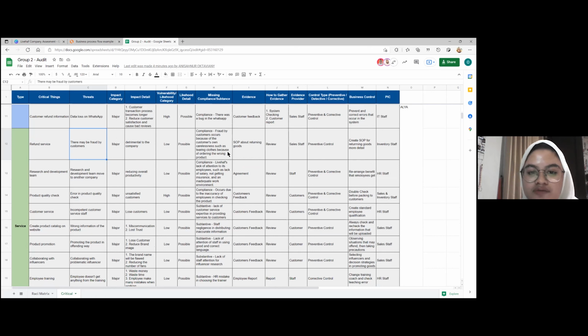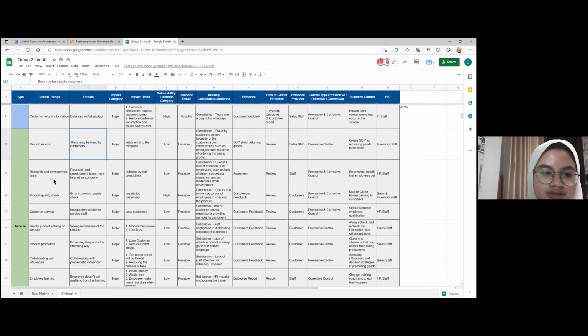And the evidence of this would be from the SOP about returning goods, gathered from review. The evidence provider would be the sales staff, and to control this will be preventive control by creating a more detailed SOP for customers to return goods. And the PIC would be the HR staff. No, I'm sorry, the PIC would be the inventory staff.